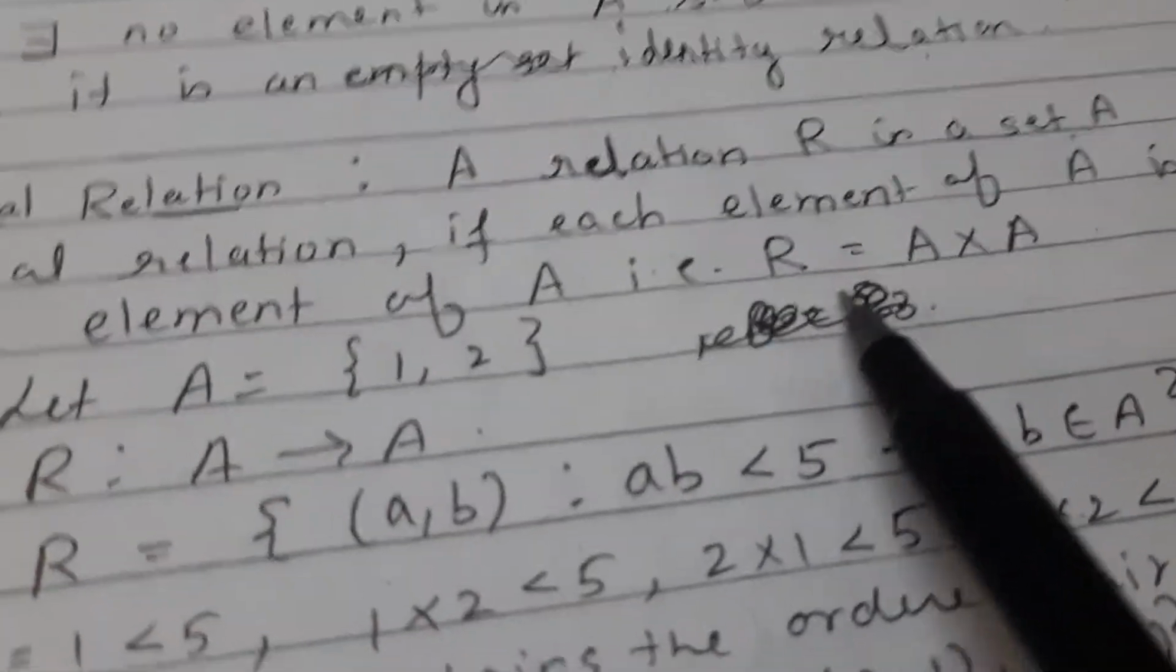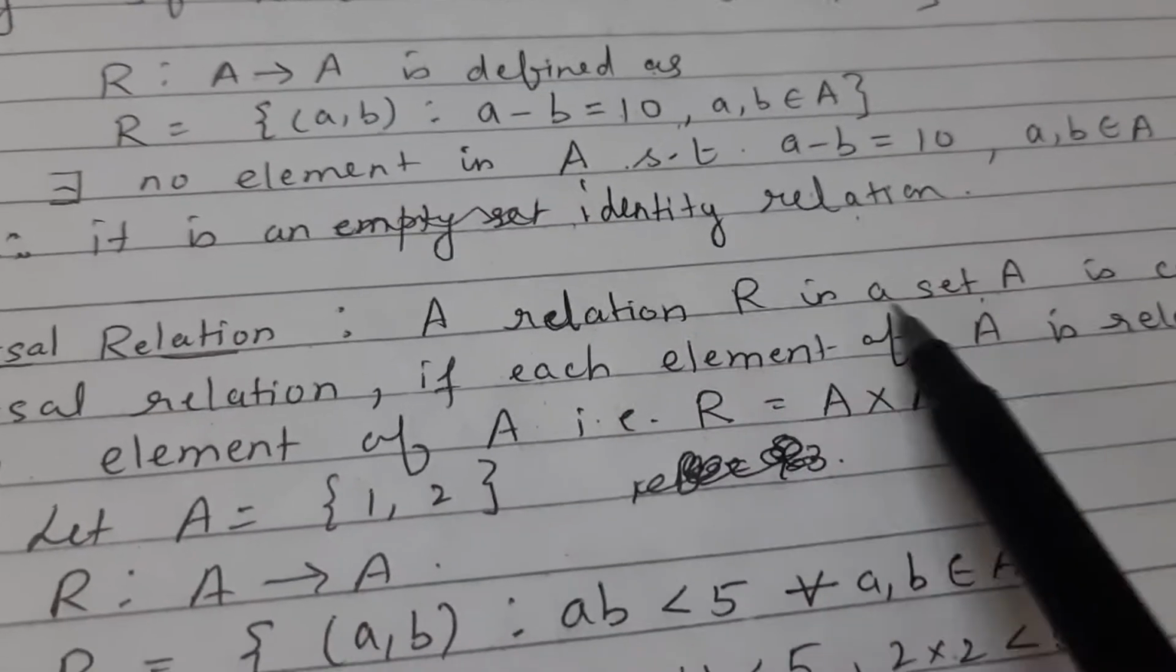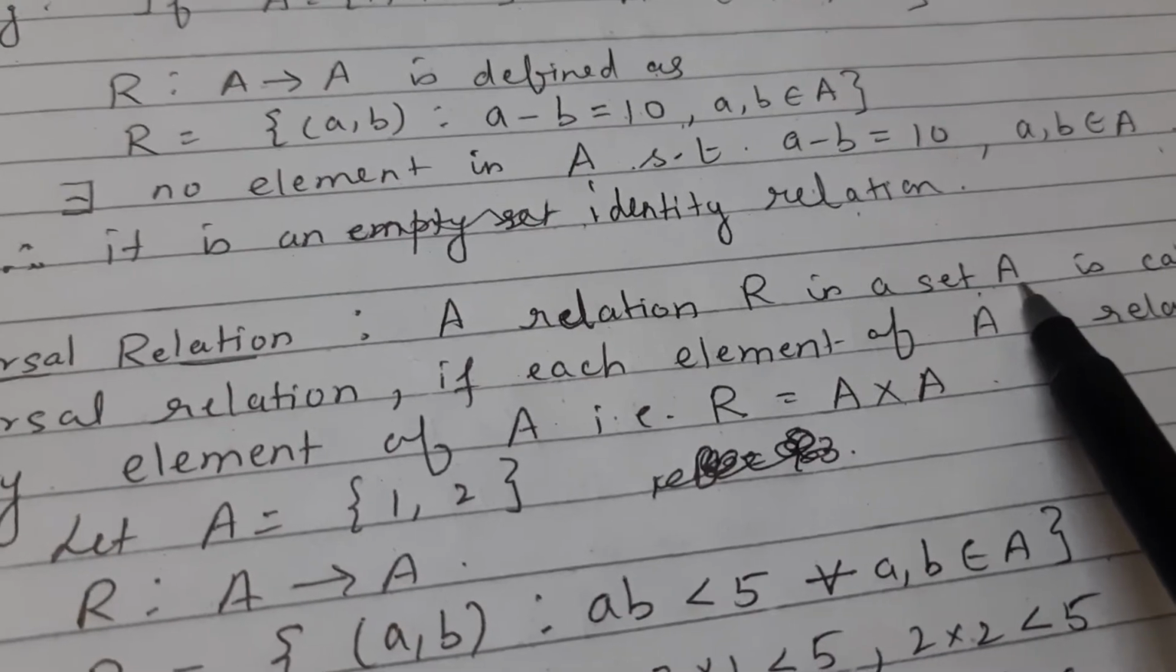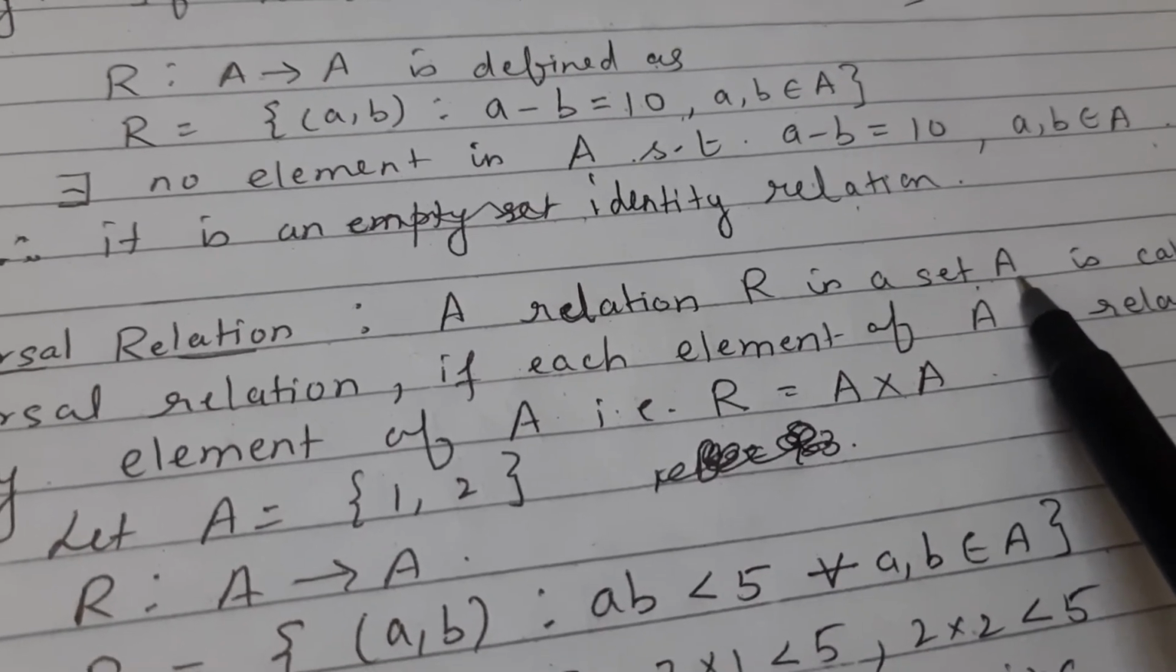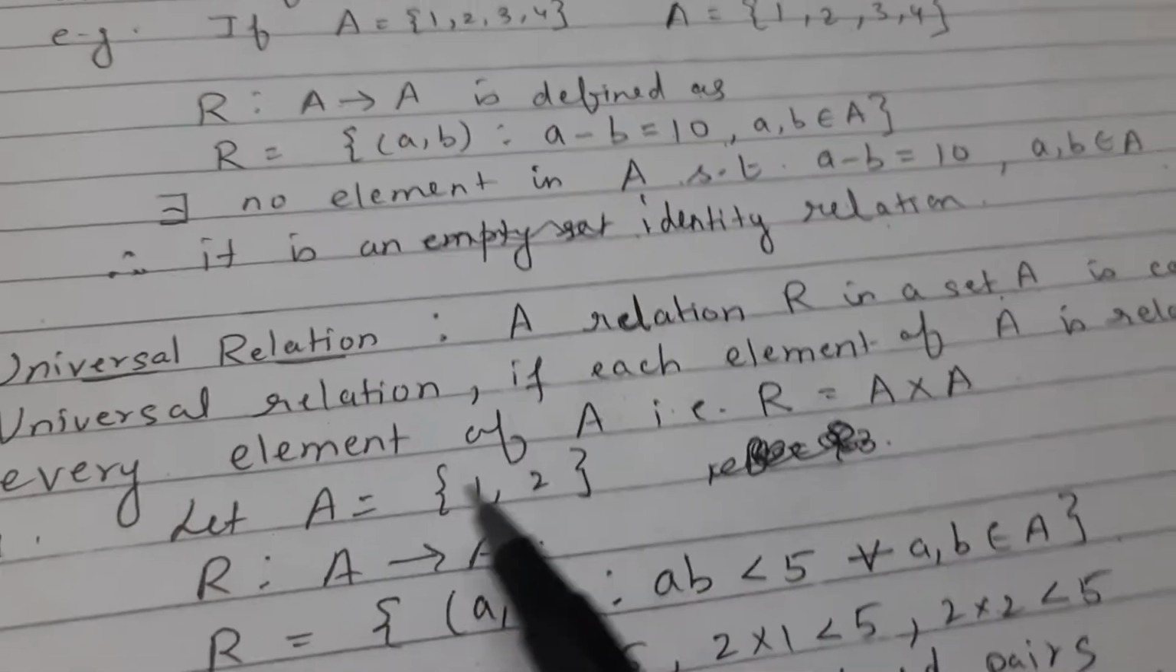That means R is the whole set A cross A. Again it is a relation in set A. That means it is from A to A. And we have to consider the set A cross A. I am giving you an example.